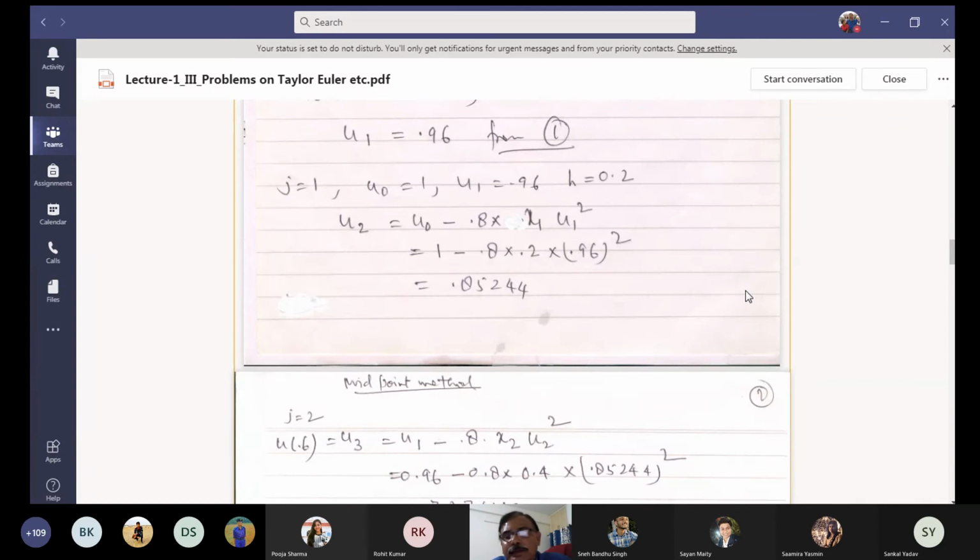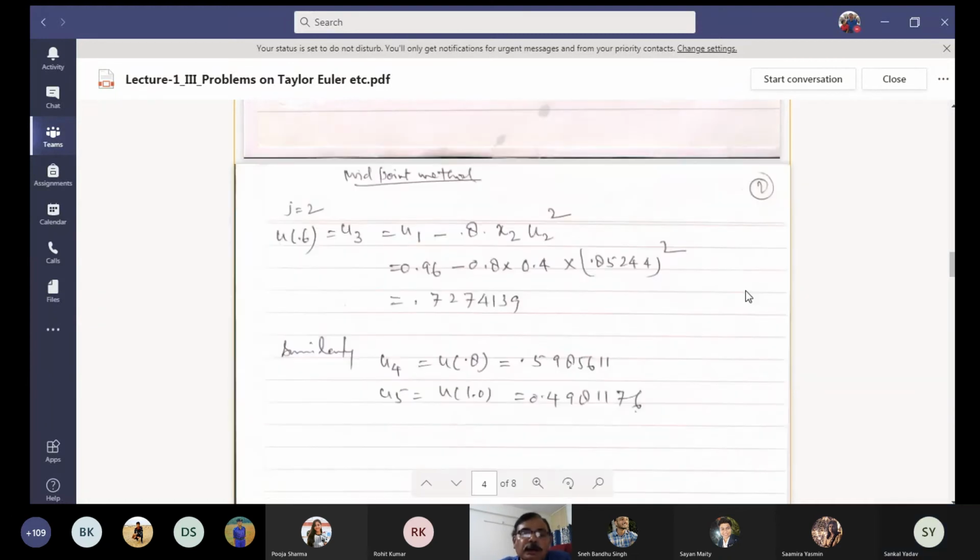Shall I leave this as an exercise? Yes, tell me. Yes, sir. So the next is 0.6974. No, it is u at 0.6, it is 0.7274139. So you do it and check it. You can change the value of h. You can see what is happening. Here 0.2 is taken. Take 0.1, see what is happening.